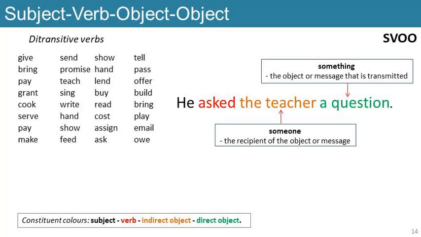The something is the direct object, the thing or message that is transmitted. The someone is the indirect object, the recipient of the object or message. Here are some ditransitive verbs and an example of SVOO.